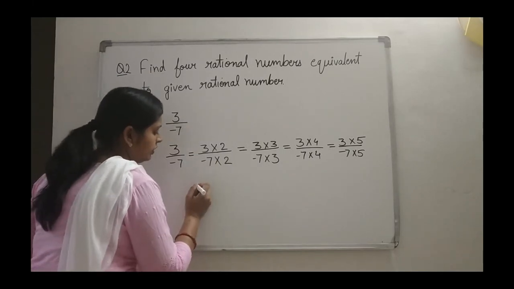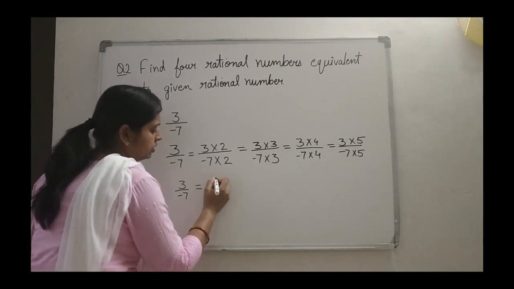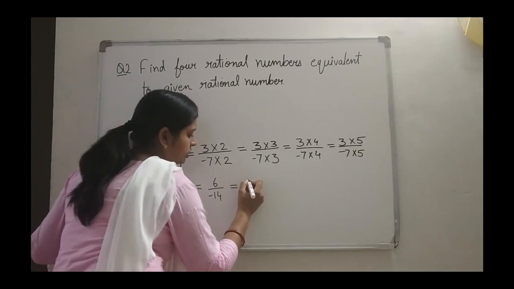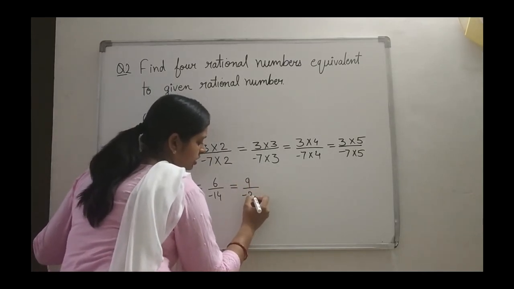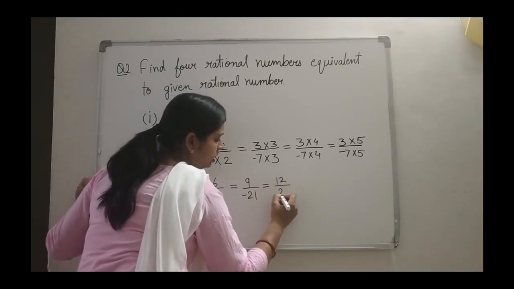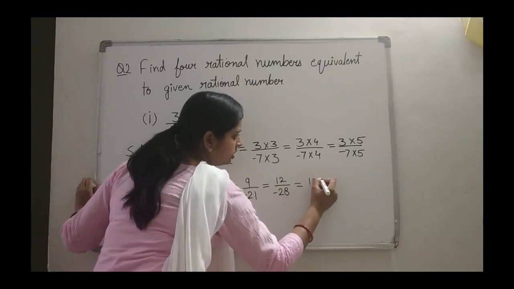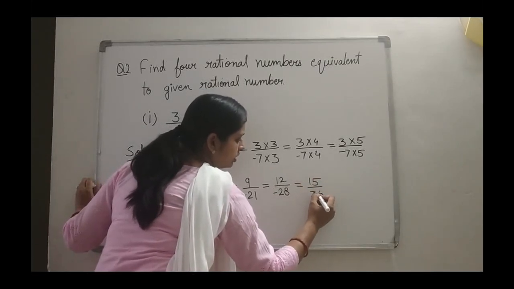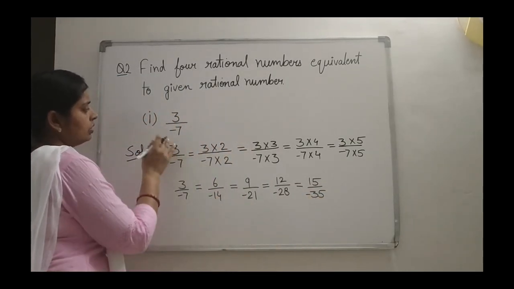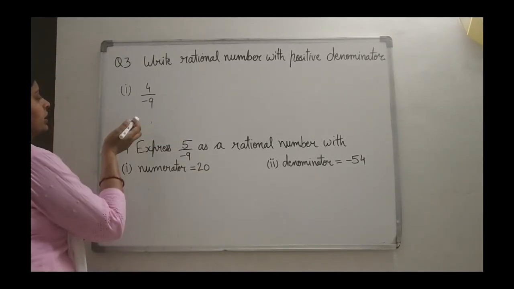So what will be the values? 3 upon minus 7 will be equal to 6 upon minus 14. This will again be equal to 9 upon minus 21. 3 fours are 12 and 7 fours are 28, with minus sign. 3 fives are 15 and 7 fives are 35, with minus sign. So these are the 4 equivalent rational numbers of 3 upon minus 7. Okay. Now see the next question.